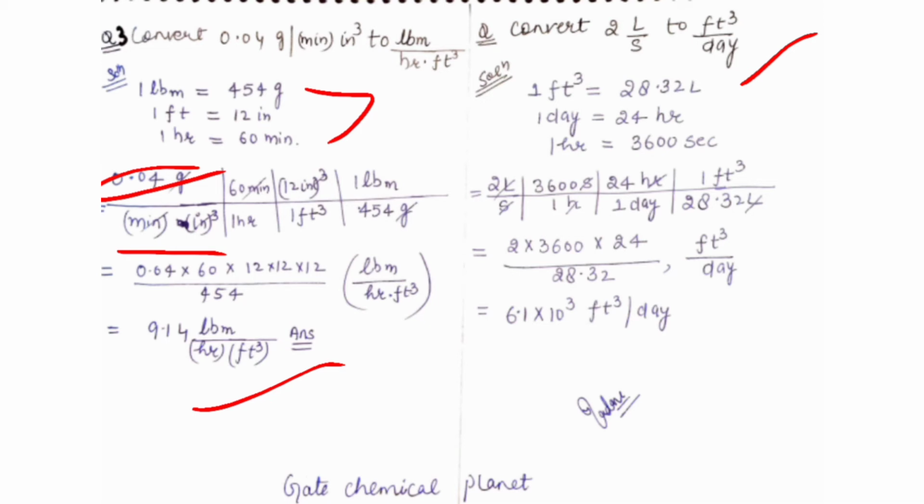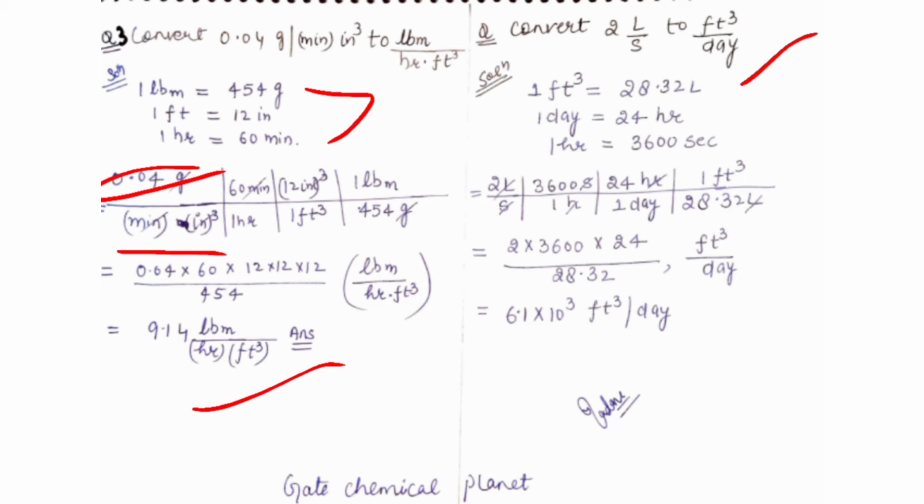So now here we will start from the denominator. First we will convert second. 2 liter per second: first we will apply conversion for second. So 1 hour equals 3600. Put here 1 hour equals 3600 second first. And 1 day equals 24 hours. So there second and hour will cancel out and we will have only day.